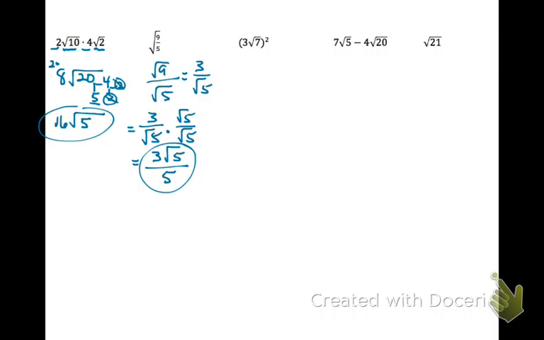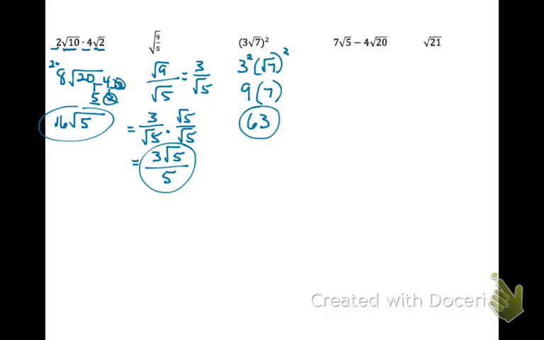On the next problem, we are squaring both of these. So we are squaring the 3, and we are squaring the square root of 7. So do that separately. We have 9 and then 7, and these are multiplied together. So just go ahead and do that multiplication. So that will give you 63.